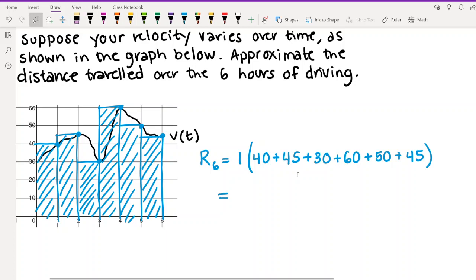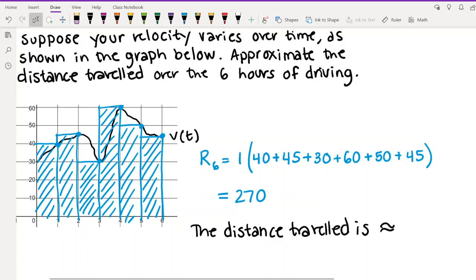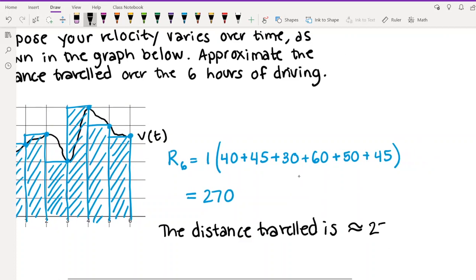I forgot to add these up on my calculator ahead of time, so I'm just going to do that right now. Sorry for the momentary delay. So we have 40 plus 45 plus 30 plus 60 plus 50 plus 45. That gives us 270. And so that tells us that the distance traveled is approximately 270 miles.